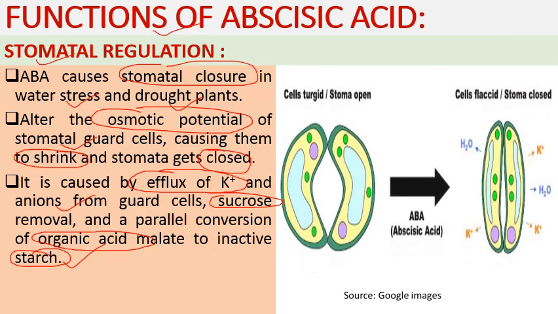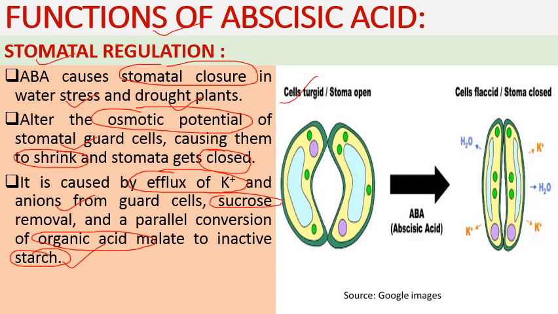So this picture shows that when the stomata are open, the guard cells are turgid. But under stress condition, ABA causes the efflux, that is the outward movement, of potassium ions. Then some sugars like sucrose and other anions come out of the guard cells, which reduces the solute concentration inside the guard cells, and it is followed by the removal of water. That results in the formation of flaccid guard cells, and the stomata become closed.